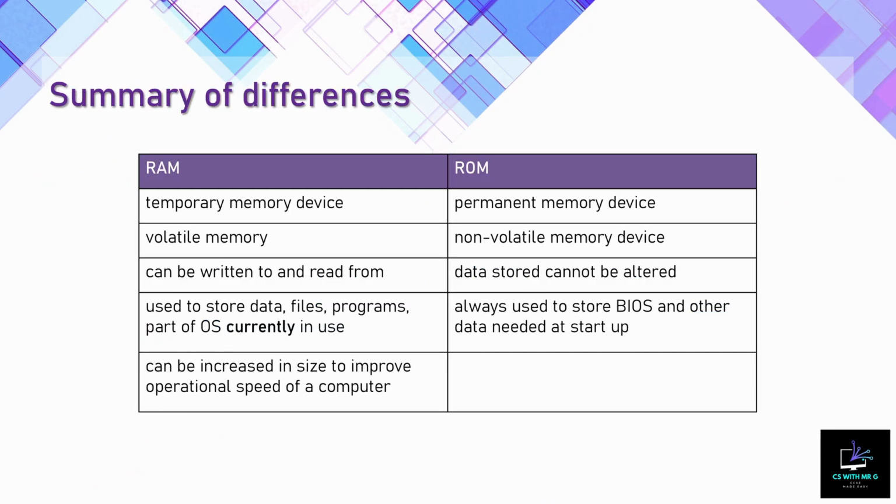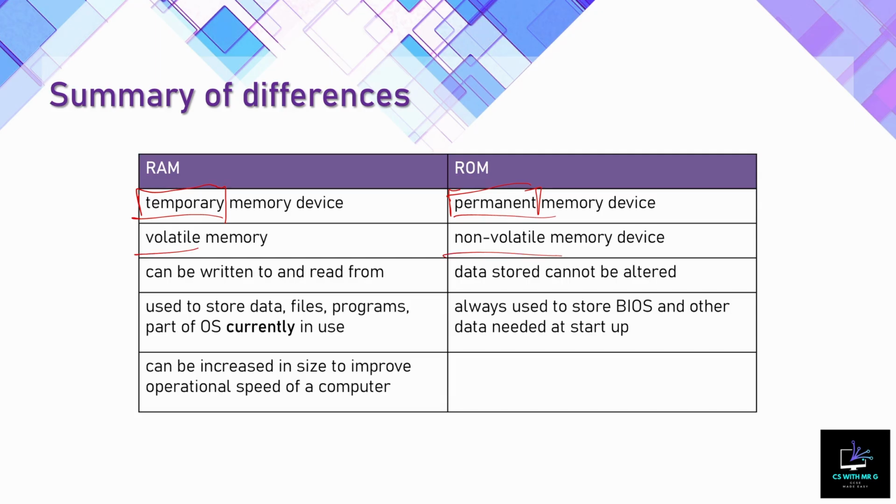Quick summary of the differences. As we said, RAM is temporary, it's volatile. ROM is permanent, it's non-volatile. So ROM is permanent, it will never lose the data installed to it. RAM will the moment that you switch off the computer. There's those two terms again, volatile and non-volatile.